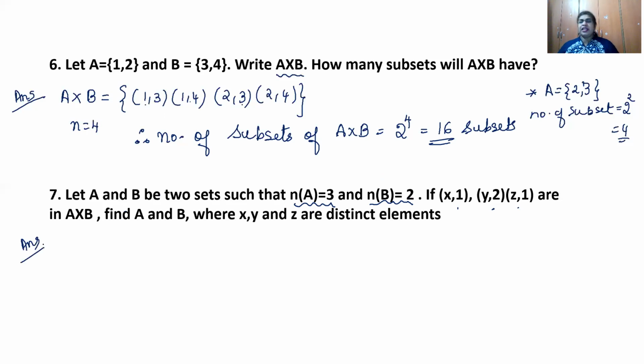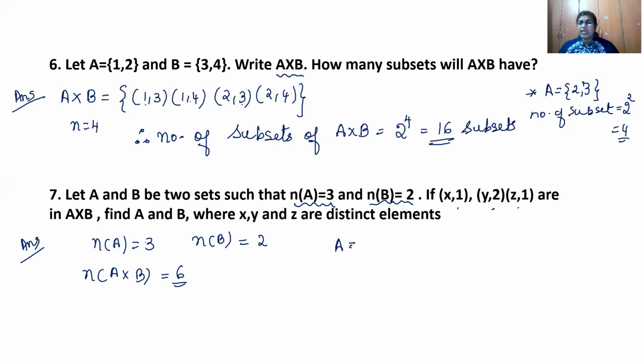Before I find A and B, first let me find out how many elements A cross B has. The number of elements in A is 3 and the number of elements in B is 2. So how many elements are possible in A cross B? This is 3 into 2, which is equal to 6. They didn't ask me to write what A cross B is, so we will answer to the point. They've asked me to find the set A and the set B.